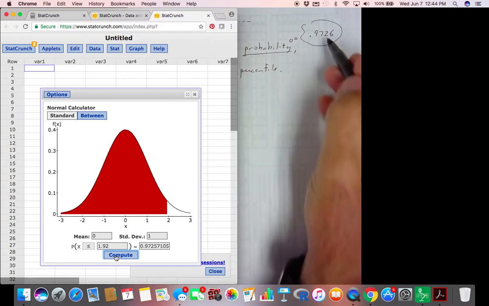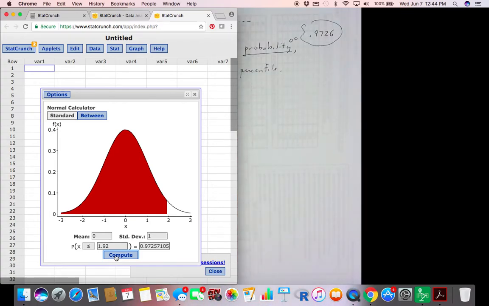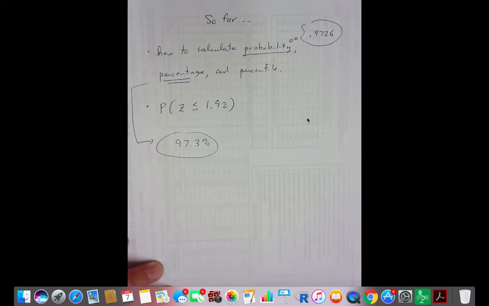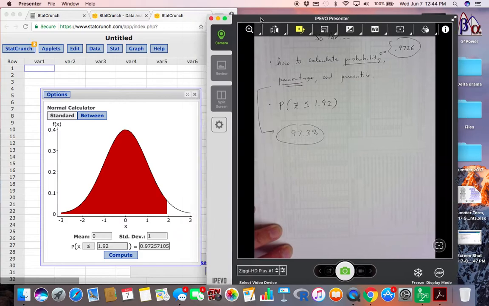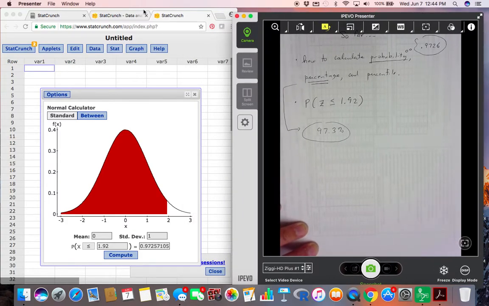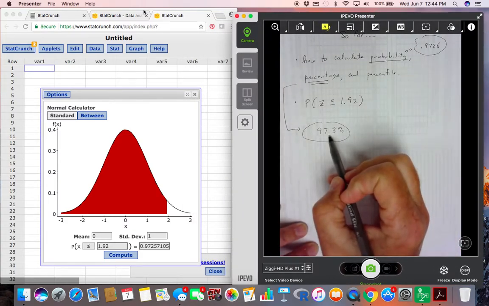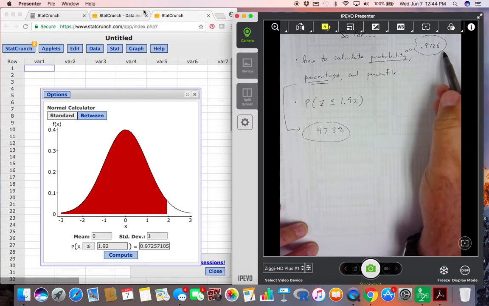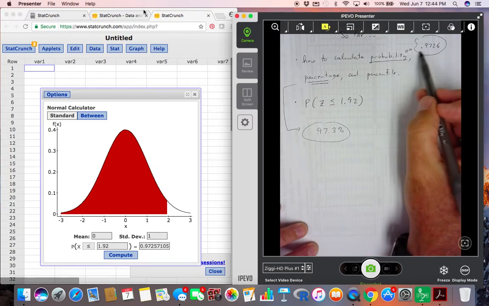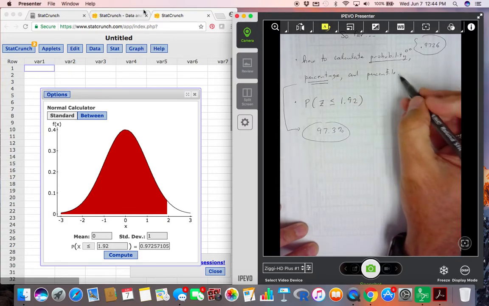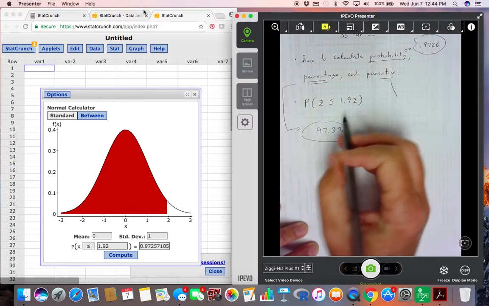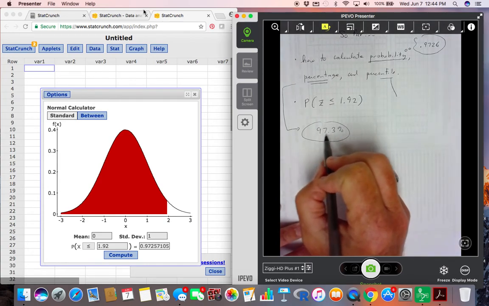is 97.3%. And again, don't get caught up on rounding, because my stat lab will tell you how they want to round it. So probability directly from the output. Percentage, just convert it to a percentage. Percentile, convert it to the whole number.